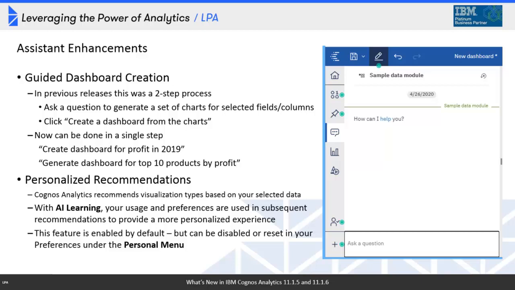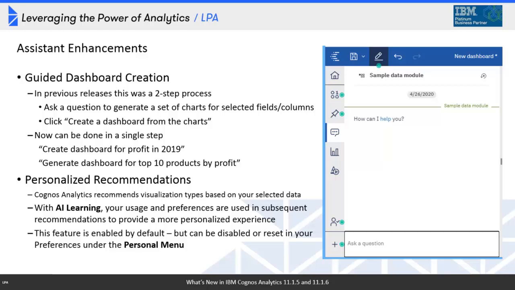The idea goes something like this. You asked a question in previous releases: show me revenue by product line for 2018. And Cognos, the assistant, would respond with suggested visualizations that matched your request. And then below those visualizations, there was a link labeled Create a Dashboard from the Charts. If you clicked that, it would leverage the chart context that your question had expressed and actually create a whole dashboard automatically for you from that context. Two steps: ask the question, get a result, and then click Create a Dashboard from the Charts.